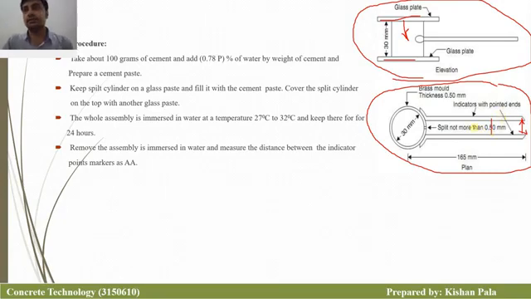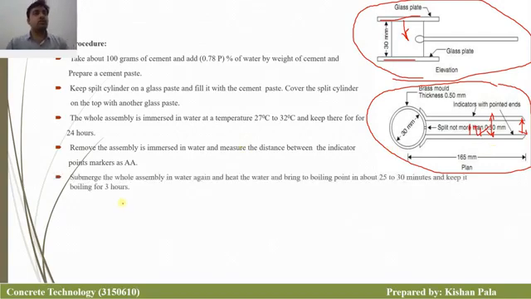Clear? For example, this distance is 14 mm. This indicator to this indicator, by the scale you measured 14 mm. Clear? So what is next? Let us understand. Now we have to submerge this whole assembly once again in water, but boiled water.